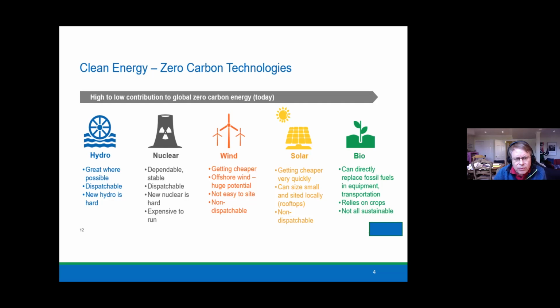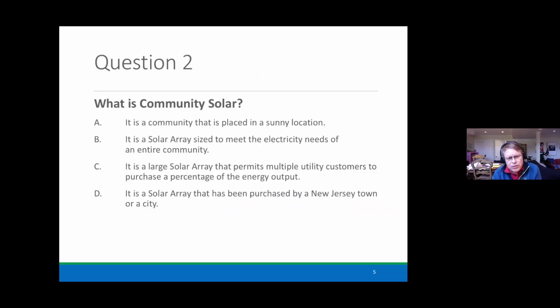My next question is, what is community solar? There are a series of answers that you can provide. Renee, do you want to show the questions to the community and the students? And I'll just walk through the answers.